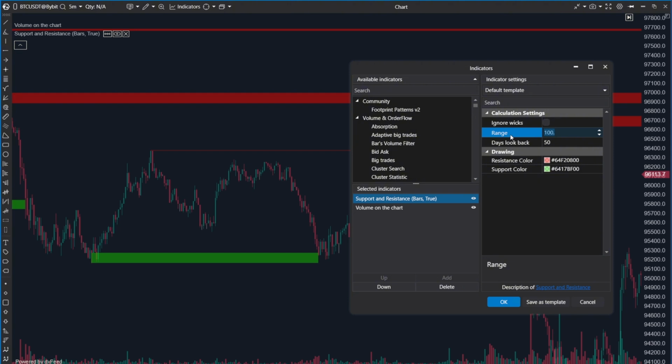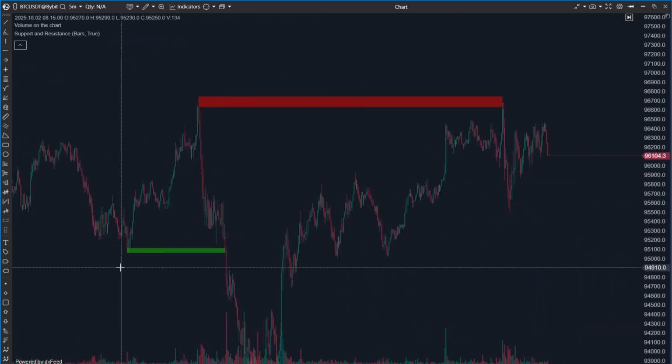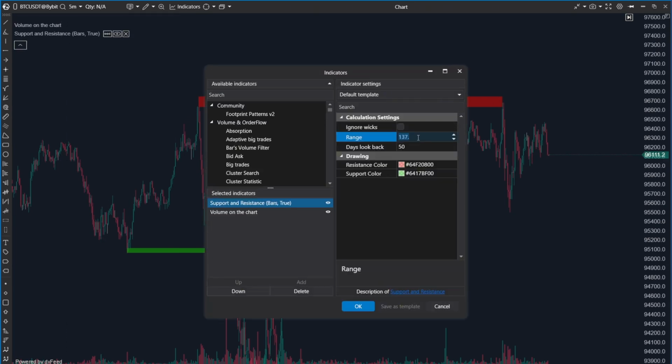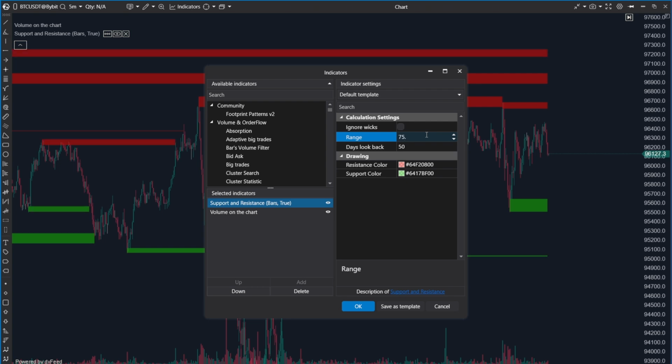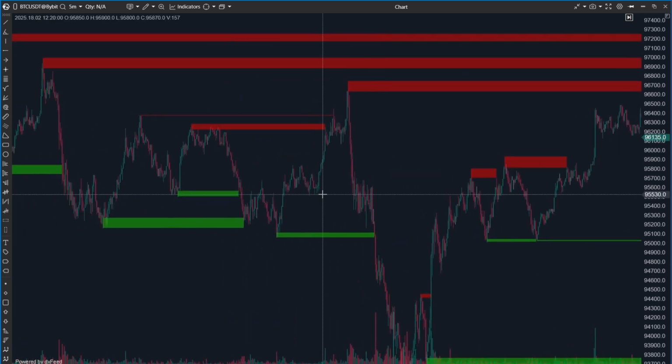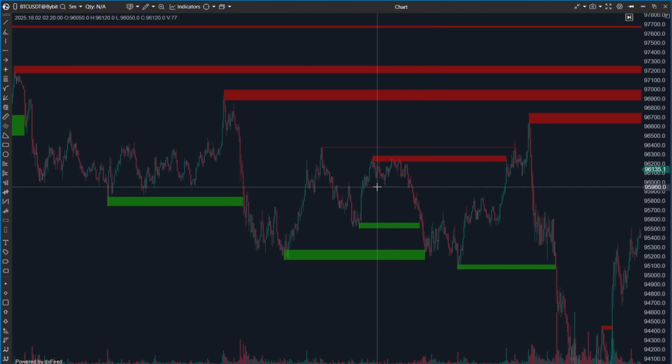Now the range is what controls how many levels you want. If you increase this value, as you can see, you'll get fewer levels, and you'll only get the big pivot points. If you want a lot more levels, you just decrease this as much as you want. Let's set it to like 75. As you can see, a lot more levels. So it's totally up to you how you want to customize it.